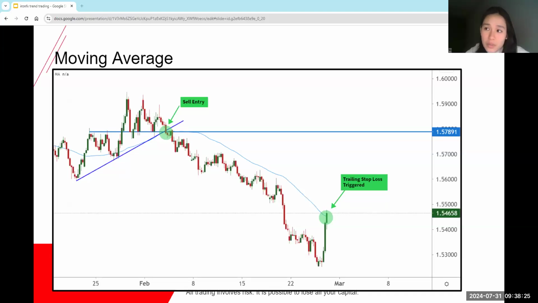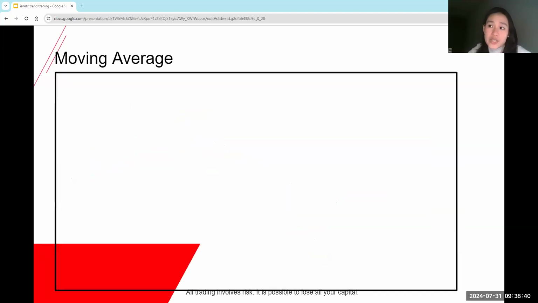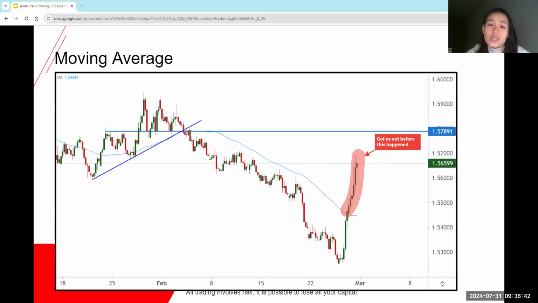So it continues dropping, but suddenly there is a spike and the trading stop loss is triggered once price breaks out of the moving average or crosses above the moving average. Okay, so then we're getting out of the trade and we're protecting our profits. And it got us out right before price continued to rise.